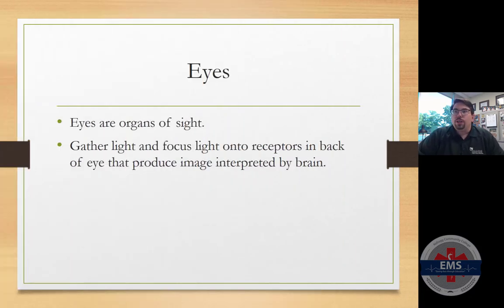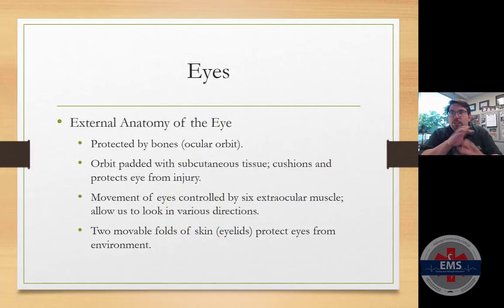We know that the eyes are an organ of sight. They're going to be gathering light and focusing it onto receptors in the back of the eye in order to produce an image that's received by the brain. Oftentimes the image will actually be flipped upside down. We'll talk more about that in a little bit. We're going to deal with both external and internal issues when it comes to the eye. Let's focus primarily on external to begin with.